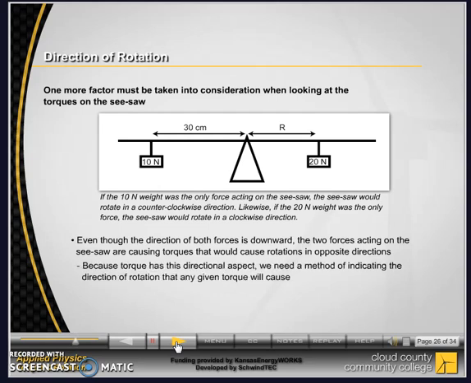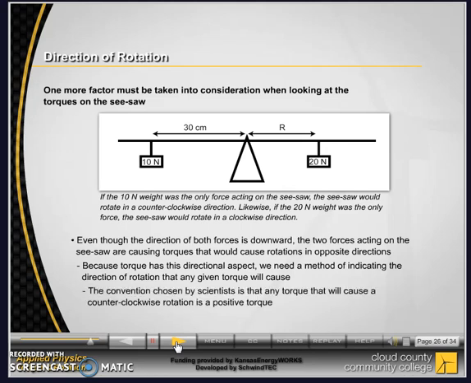Because the torque has this directional aspect, we need a method of indicating the direction of rotation that any given torque will cause. The convention chosen by scientists is that any torque that will cause a counterclockwise rotation is a positive torque.